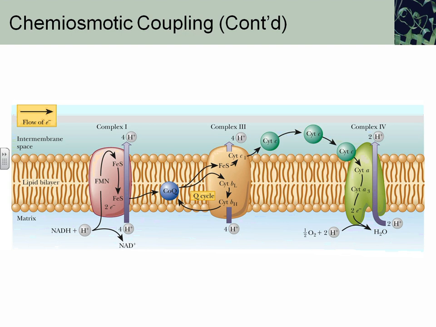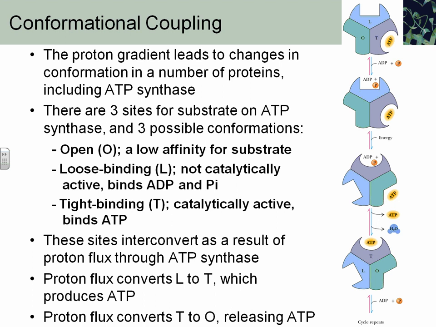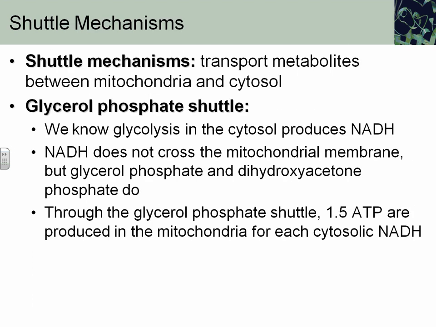But recall, we make 2 pyruvates in glycolysis. So we go through the citric acid cycle twice. So instead of 12.5 ATP, we actually have 25 ATP. So we typically say that per glucose molecule, we end up with a total of 32 ATPs. Now there are times when we may not quite get our 32 ATPs. Sometimes we only get 30.